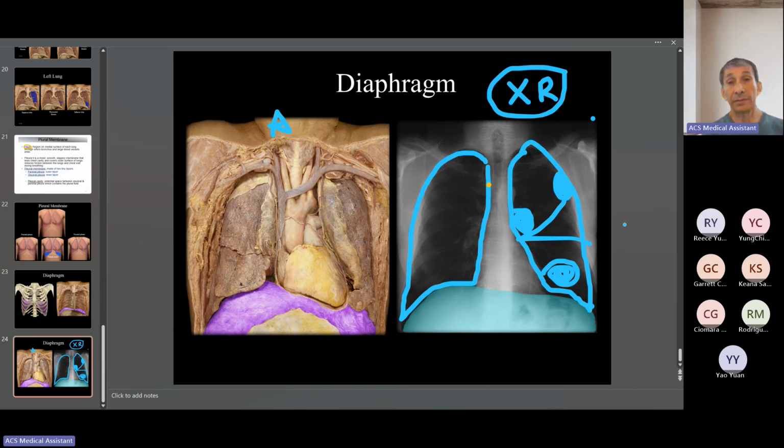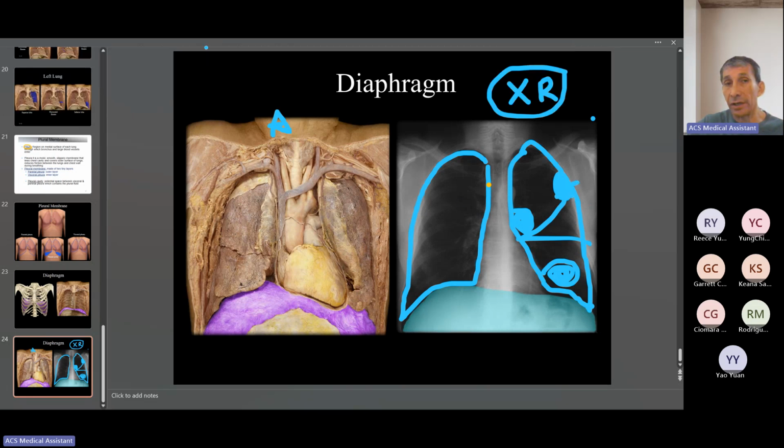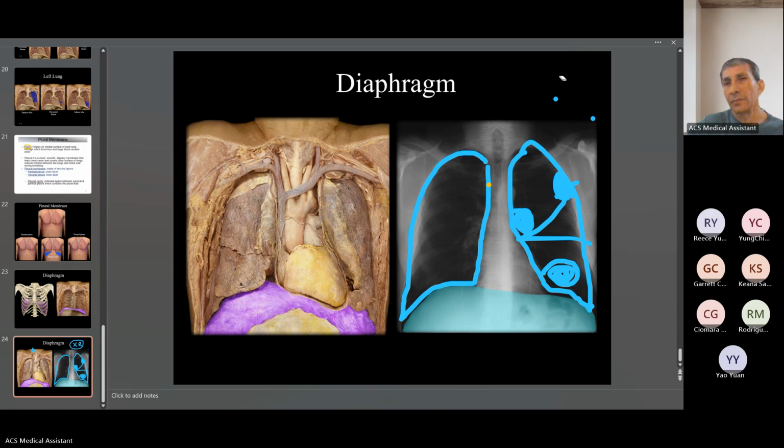So don't forget that air inside the lungs looks dark. Any other solid structure, like bones or blood vessels, is going to look white or gray. So that's basically what it is. If you don't see dark, look for gray, but it's darker than just clear. Any questions?